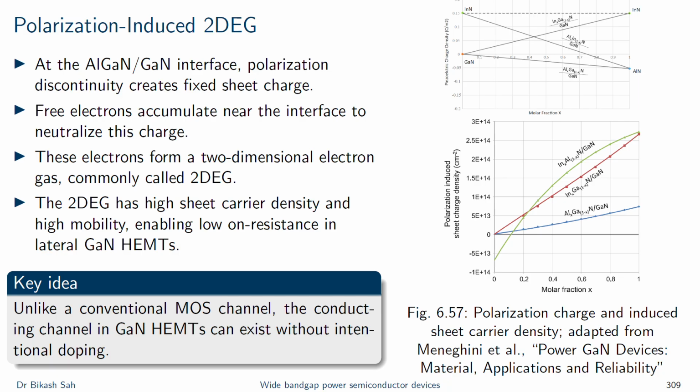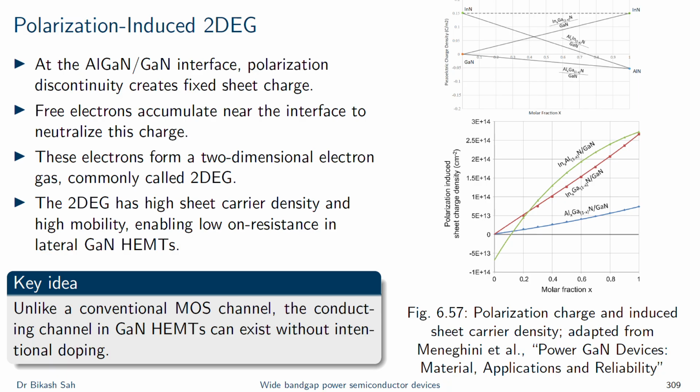So in this figure, if you look into it, you see how exactly the polarization charge translates into a carrier density, which we call the sheet carrier density in GaN. So when you understand the 2DEG, you understand why GaN HEMTs are naturally fast and why they can be normally on unless specific measures are taken.